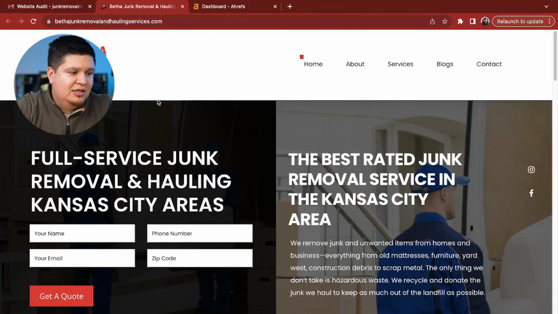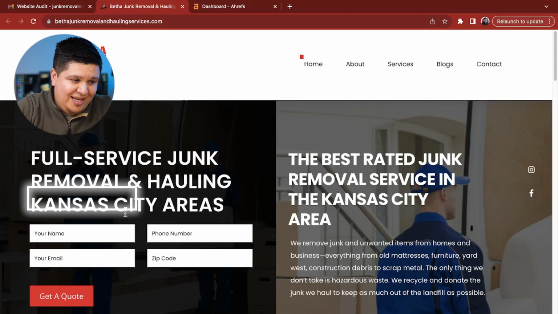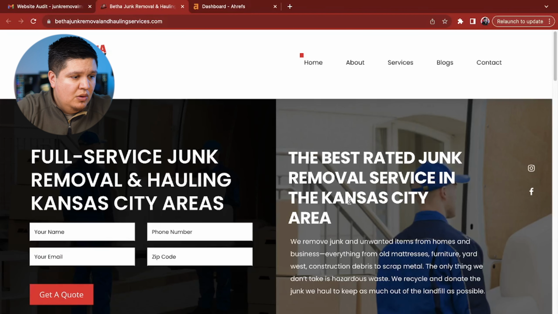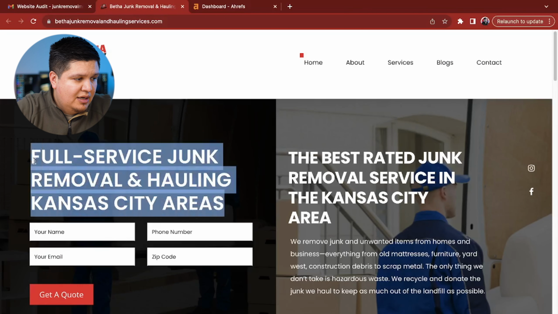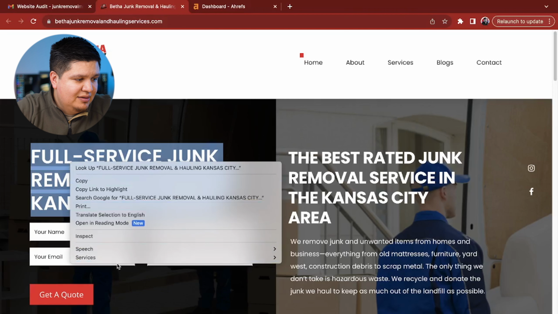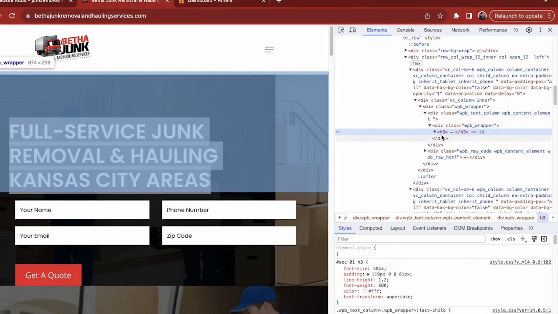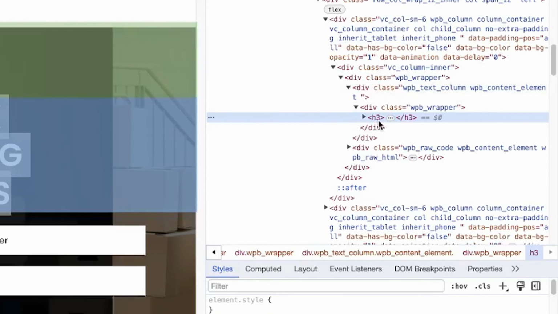So the next thing I try and look for is what city they service, and here they have mentioned that they service the Kansas City area, and they mention it a couple of times here. Now, all these headers aren't created equally, so we're going to have to dig a little bit deeper and figure out if these are H2 tags, H3 tags, or H1 tags. One way you can do that is just by hovering over the words, highlighting them, doing a right click, and hitting inspect. This will bring up dev mode, and you can see here that this is an H3 tag.